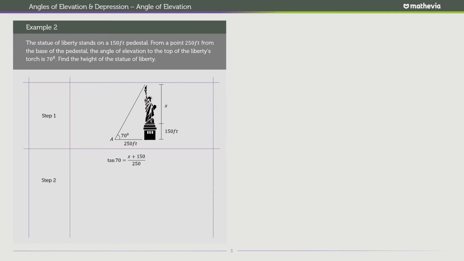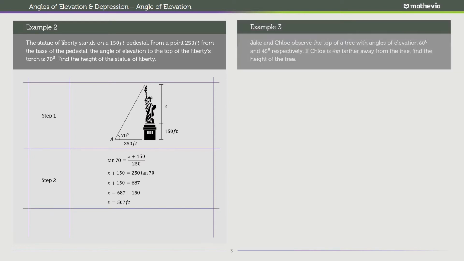We just go ahead and solve our right angle triangle there. We have opposite and adjacent, so tan of 70 equals x plus 150 over 250. We cross multiply, and x plus 150 equals 250 times tan 70, which is 687. What we have in the end is that the height of the statue is 507 feet. Simple, straightforward.